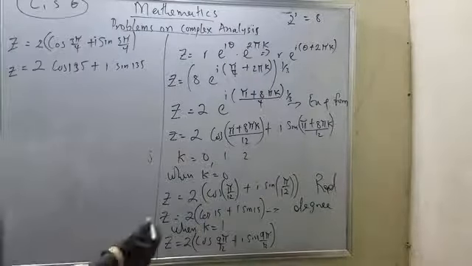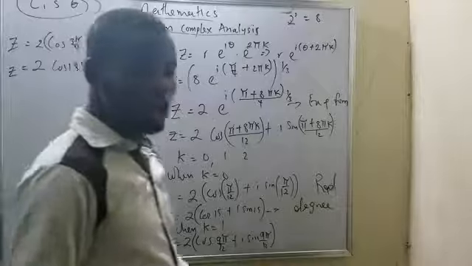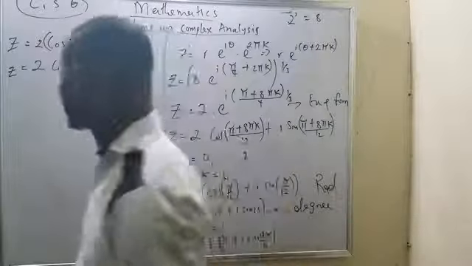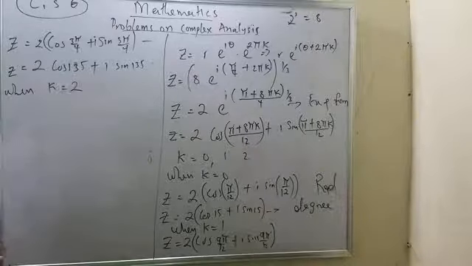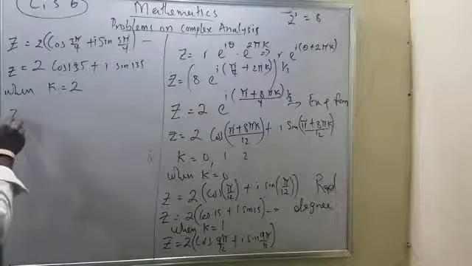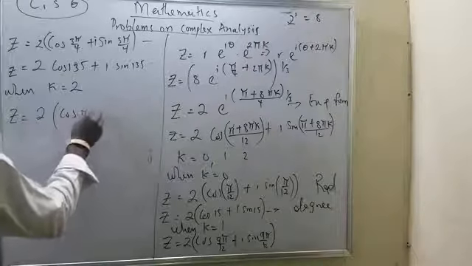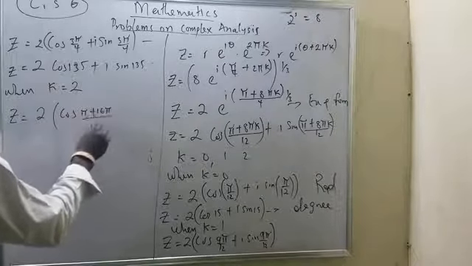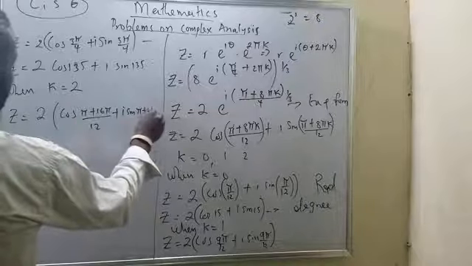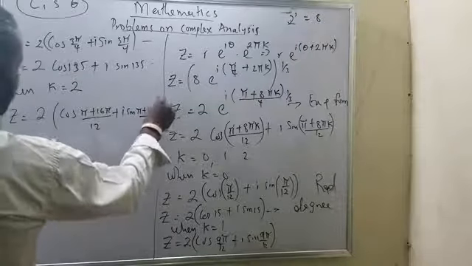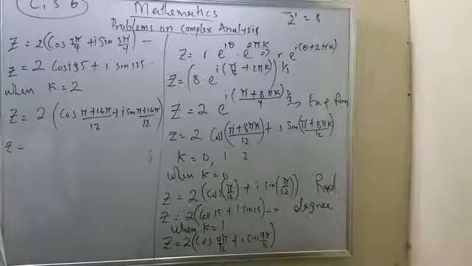Now, it means when my k is equal to 2, is that in terms of radians or in terms of degrees? Please, it's good to have it in terms of degrees so that you can have those sequences. When my k equals 2, which is the last one, I'll be saying that z equals 2 bracket of cos (pi plus 16 pi) all over 12 plus i sine (pi plus 16 pi) all over 12.